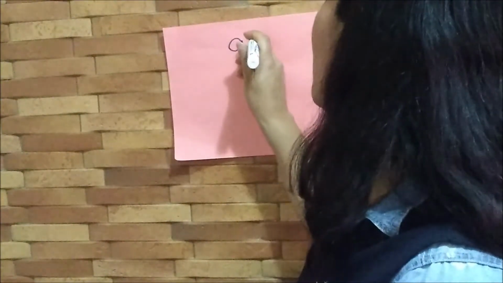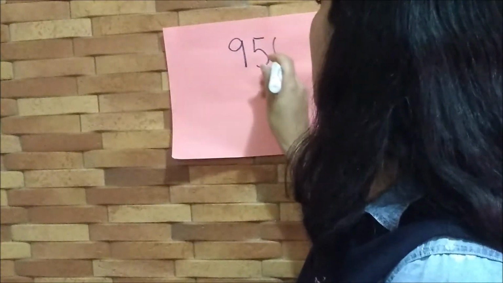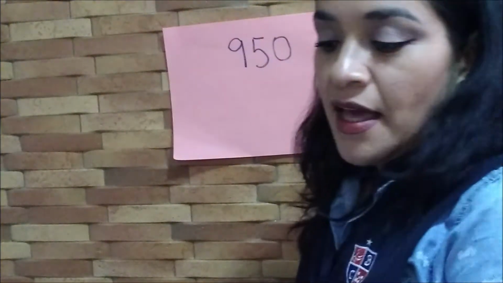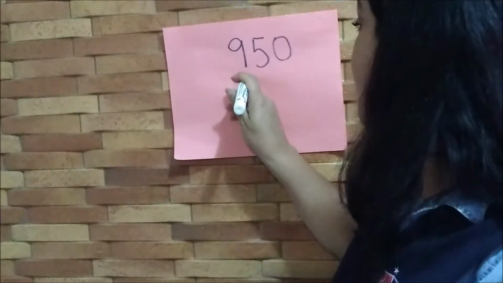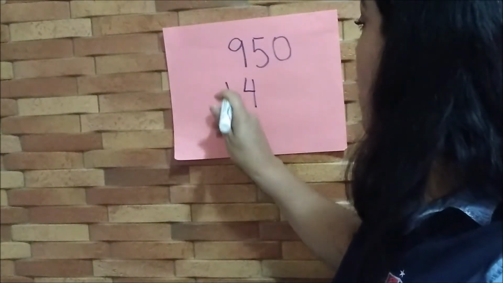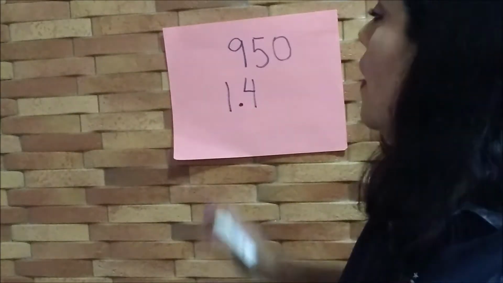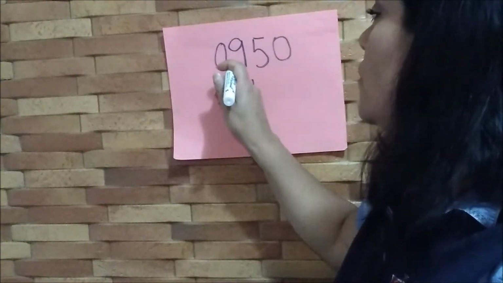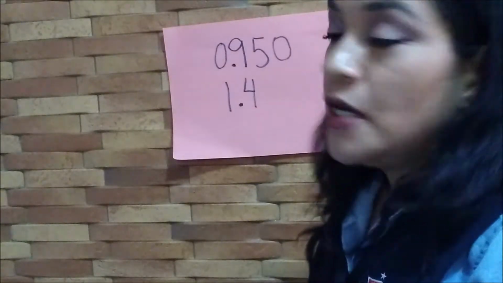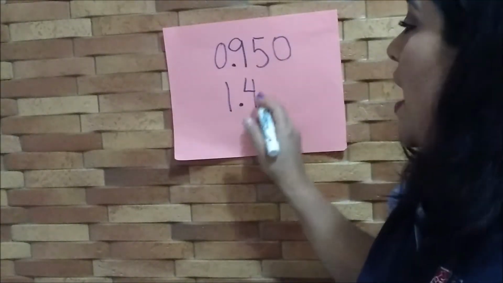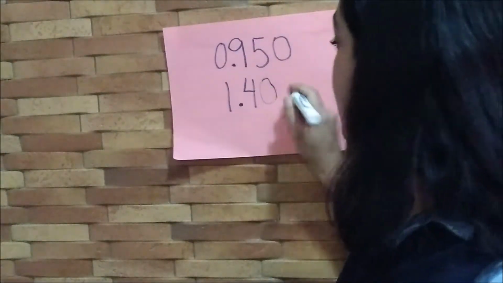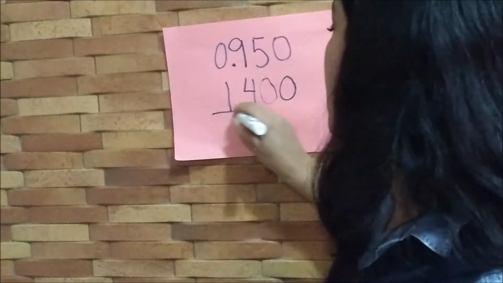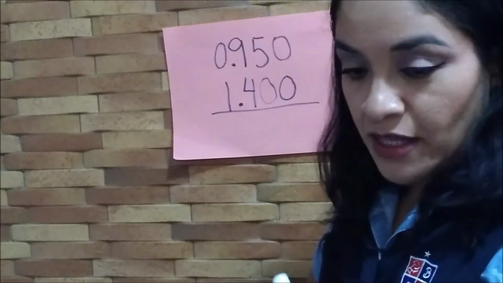let's write 950. And here we have 1.4 liters. So the 4 is going to be here and the 1 point here. Okay. Here we can add a 0 so we won't get confused. And also remember that if you have empty spaces here, it doesn't matter if we add 0. It won't affect my grade.